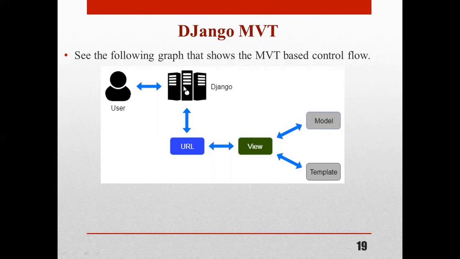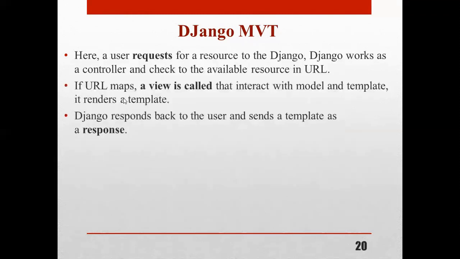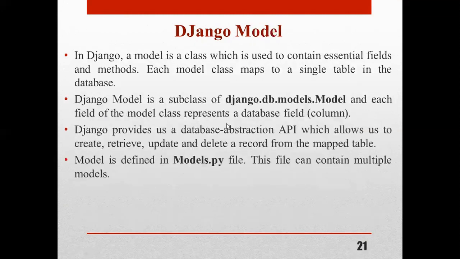Whenever the user sends a request for any particular requirement, Django works as a controller. Here the controller means it controls the flow of the request and the response. From the URL it checks the business logic, then the database and the template, and sends the response as a template through the Django controller back to the user.